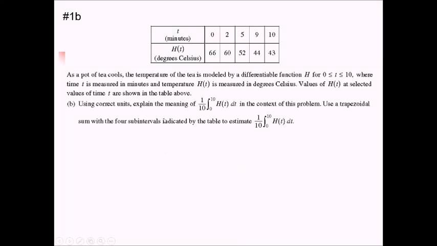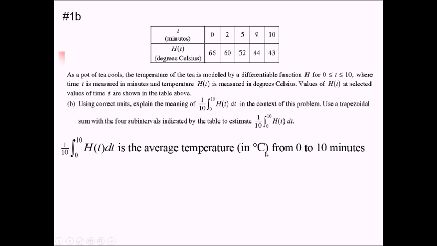For this part, they want us to use correct units and explain the meaning of 1/10 times the integral from 0 to 10 of h of t dt. And then we have to use a trapezoidal sum to approximate that with the table values. But let's start with the explanation. Whenever you have 1 over the interval length times the integral of a function, that's essentially the average value of the function over that interval. So specifically, this is going to be the average temperature, which we're going to measure in degrees Celsius, on the interval from 0 to 10 minutes.